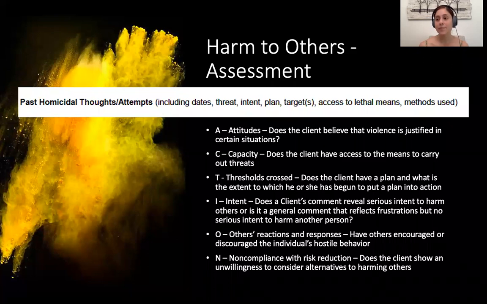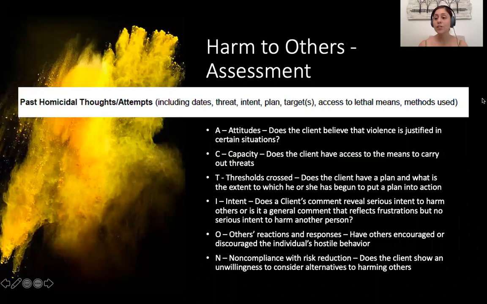C is capacity. Does the client have the means to carry out these threats? This would be similar to assessing for means in suicide ideation. T is thresholds crossed. Does the client have a plan, and what is the extent to which they've started to put the plan into place? This is similar to assessing for a plan or means for suicide. And someone who started to gather things to carry out their threat, of course, is a higher risk. For example, someone who's purchased a gun.